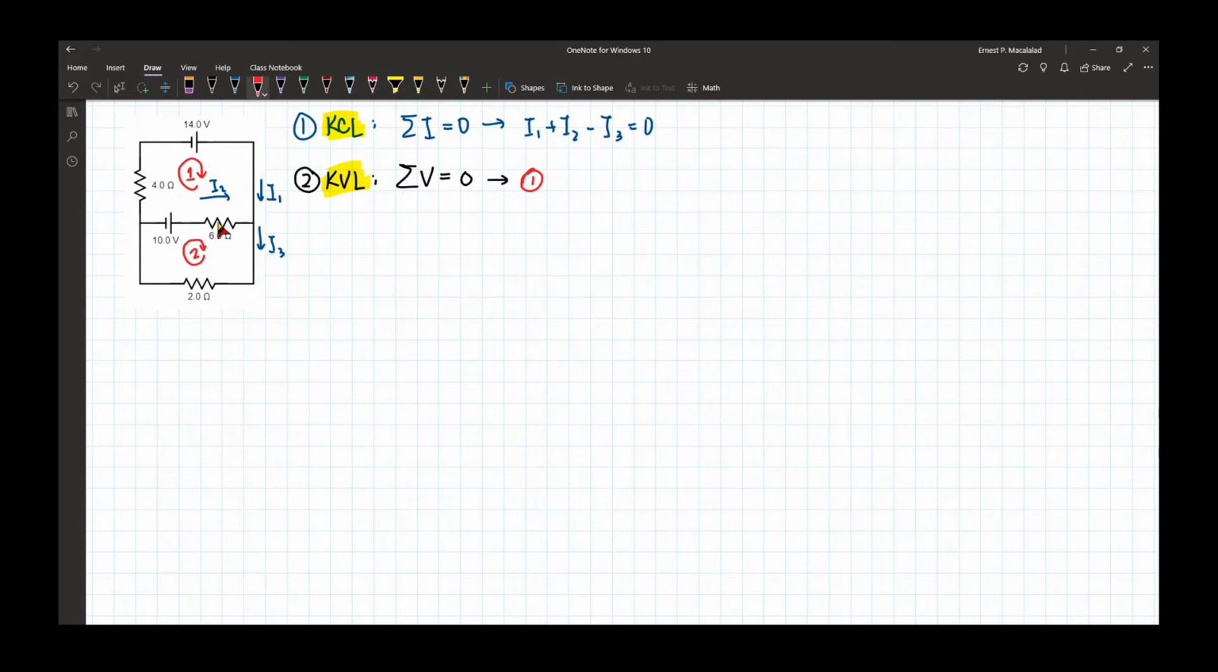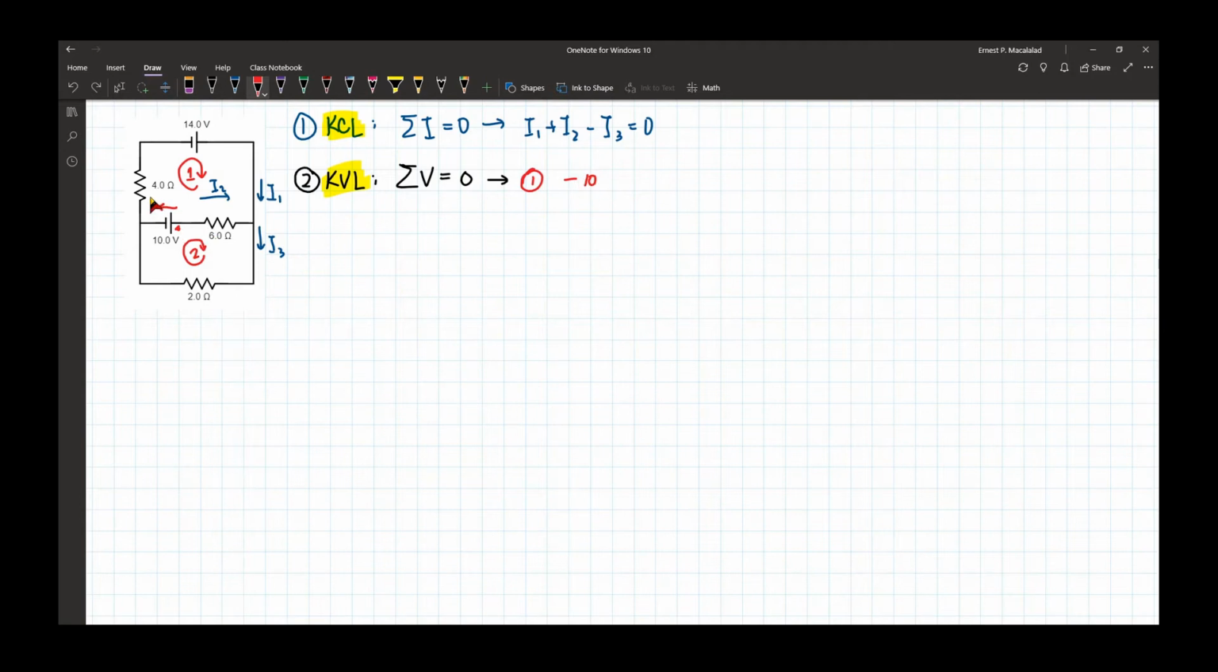So we have 1, 2, 3, 4 components. So this summation should have 4 components. So let's start with this one. The loop goes from plus to minus, so this is a voltage drop. So this is a negative. So this is negative 10 volts.